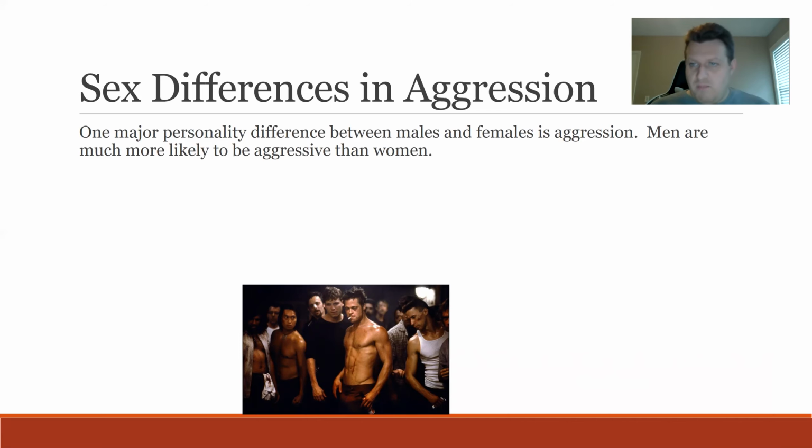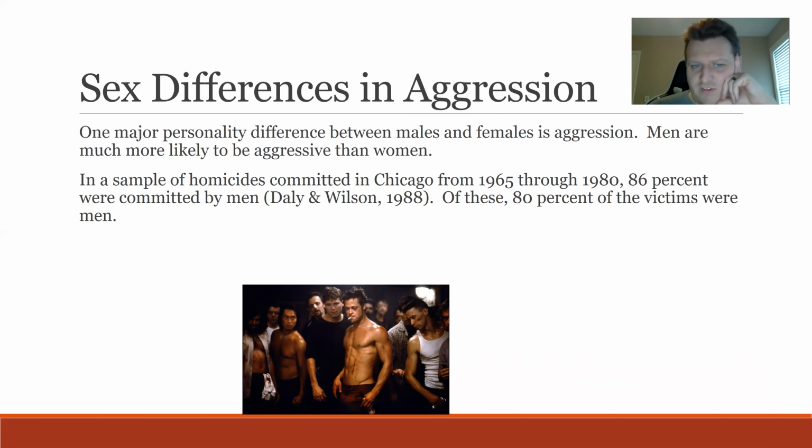Not only that, males are more likely to kill and murder other males. Okay, there's a lot of male-on-male violence. In one of the first studies of evolutionary psychology, by Daly and Wilson in 1988, they looked at the number of murders committed in Chicago from 1965 to 1980. The vast majority of those, 86%, were committed by men. And of these, in the vast majority, 80%, the victims were males. So a lot of male-on-male violence.